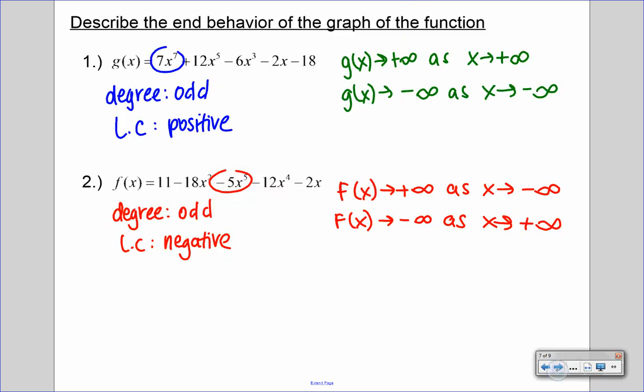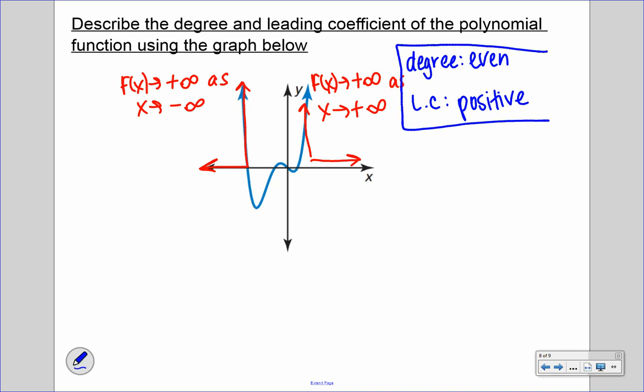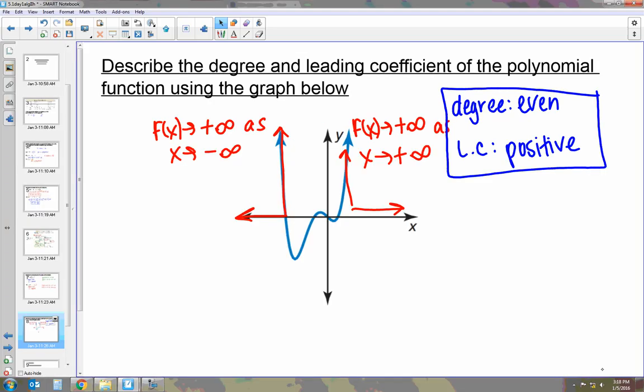So let's go back. The degree is even, and the leading coefficient is positive. So we can go either way. We can read the end behavior and determine the degree and leading coefficient from a graph, or from the polynomial, we can determine the degree and leading coefficient to figure out the end behavior.